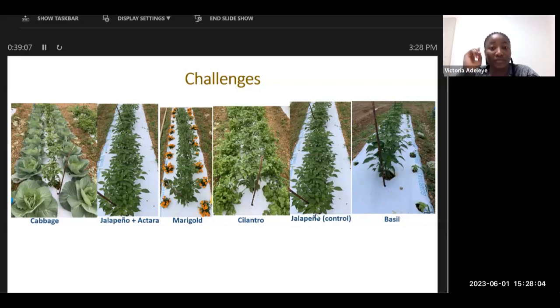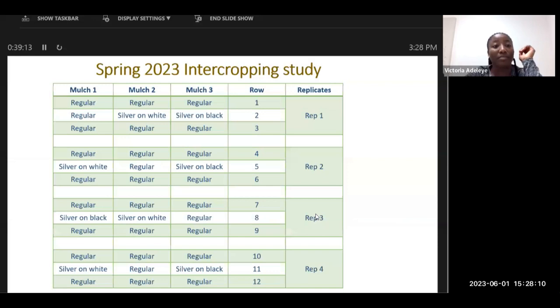Because of these challenges, we decided to repeat this experiment. This study was done in 2023, where I had the non-host plants on separate beds. As you can see here, in addition to the non-host plants, I also wanted to evaluate the combined effect of the reflective mulch together with the non-host plants.